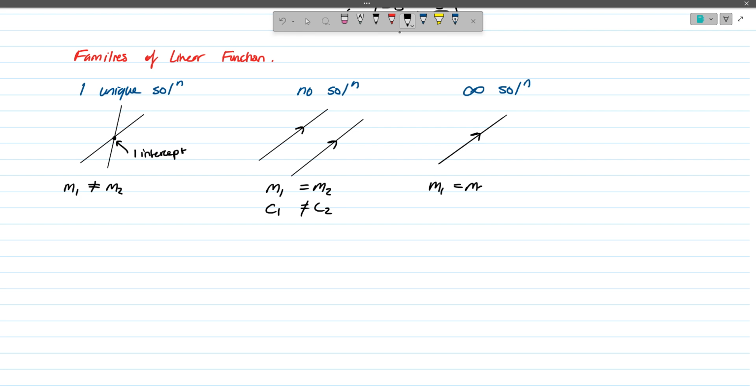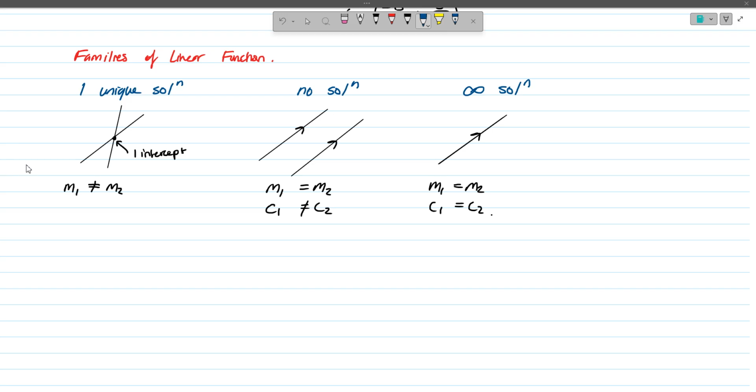So there is only one solution if the gradients are different. There are no solutions, which means they're parallel, if the gradients are equal, but they don't have the same intercept. And for infinite solutions, if they're exactly the same line, then you have m1 is equal to m2 and c1 is equal to c2, which means the gradients are the same and the intercepts are also the same.